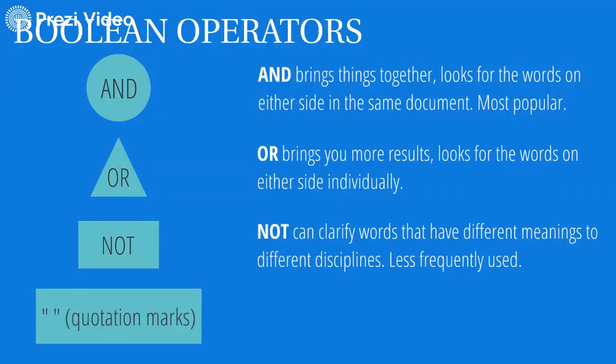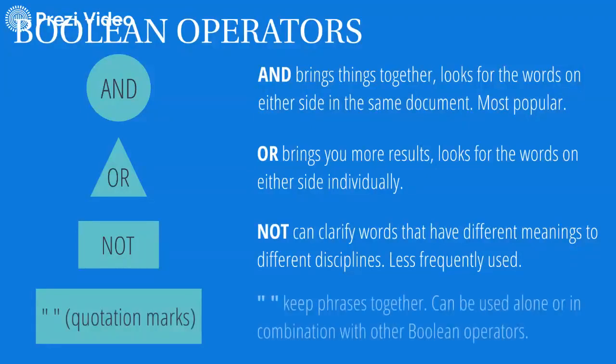NOT is less frequently used, but it can be very effective and very powerful. So, for example, I used the example before about football. Football means different things in different places. So you could use NOT. So football NOT American, and it would remove anything that has to do with it. If American shows up with that word, it won't show up in your search results list.